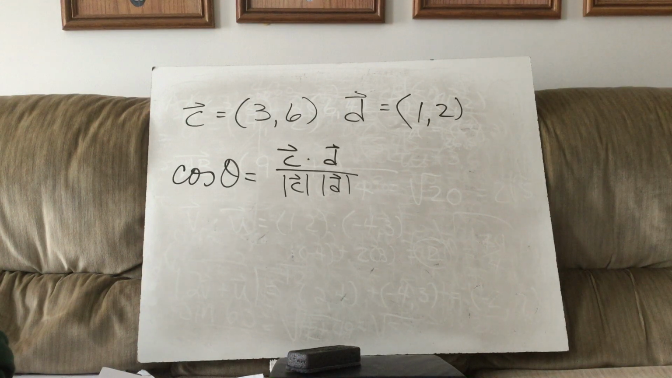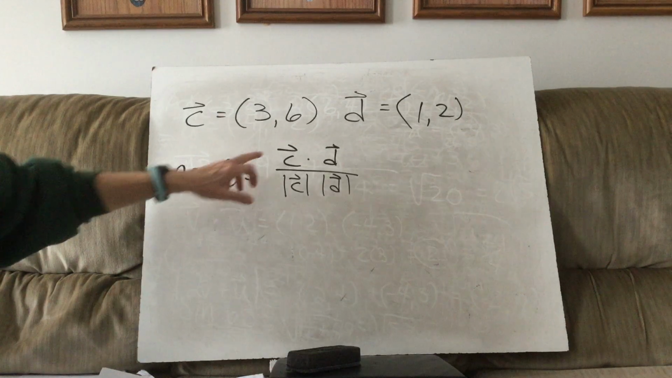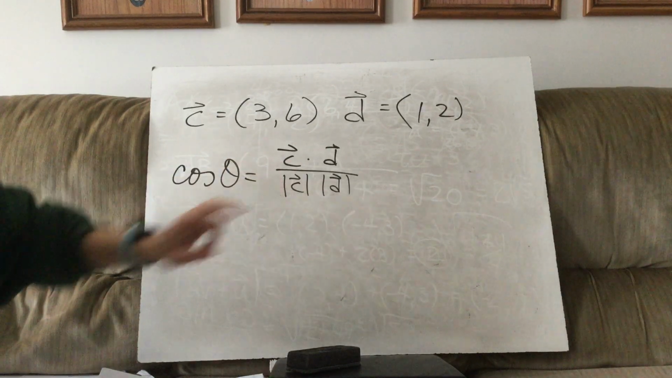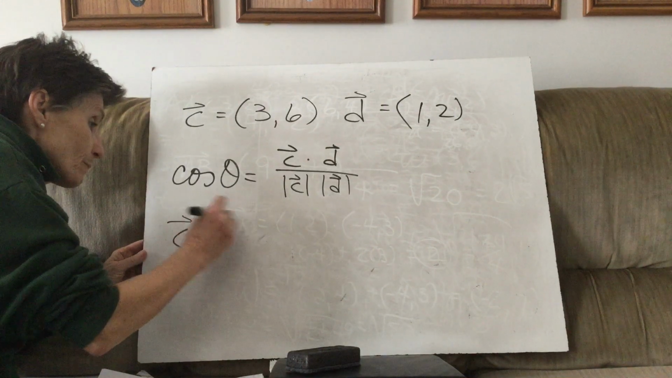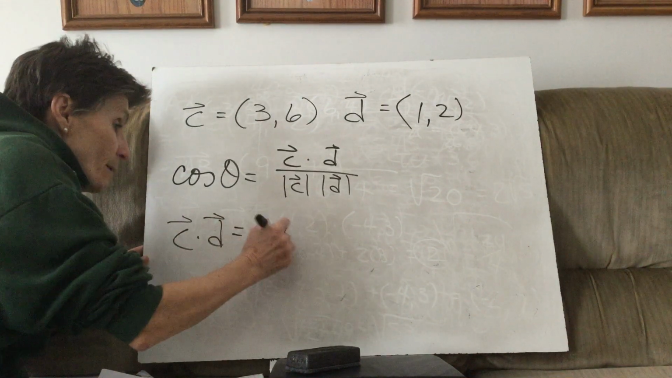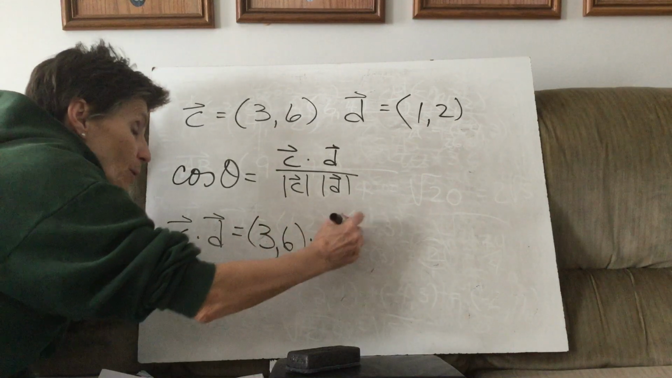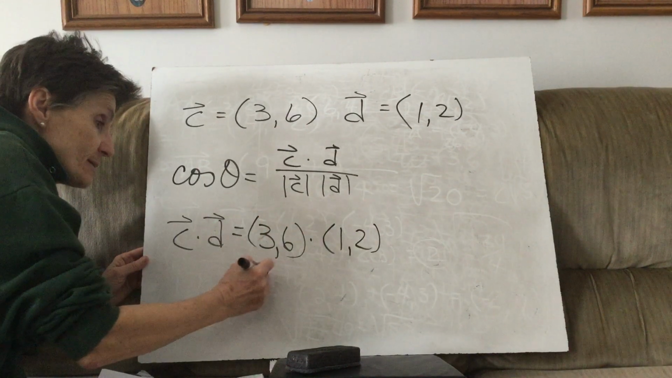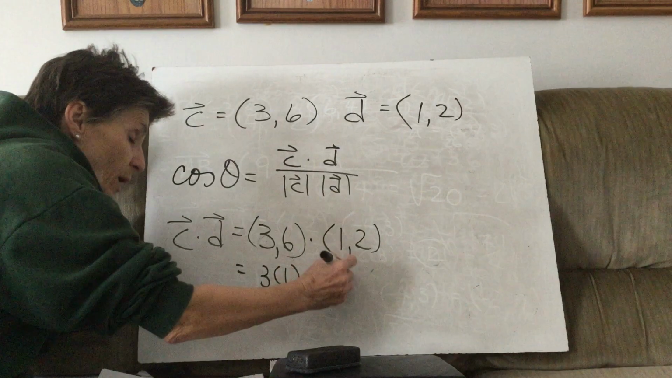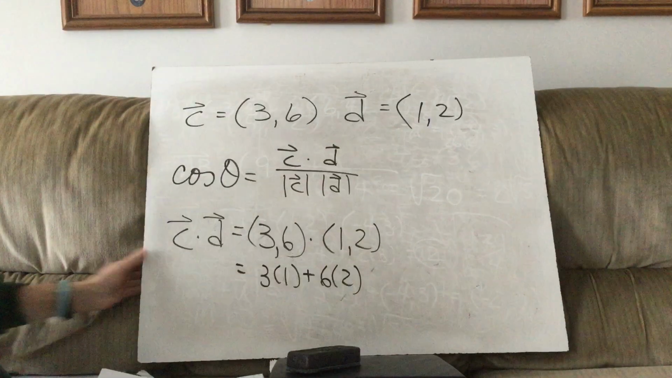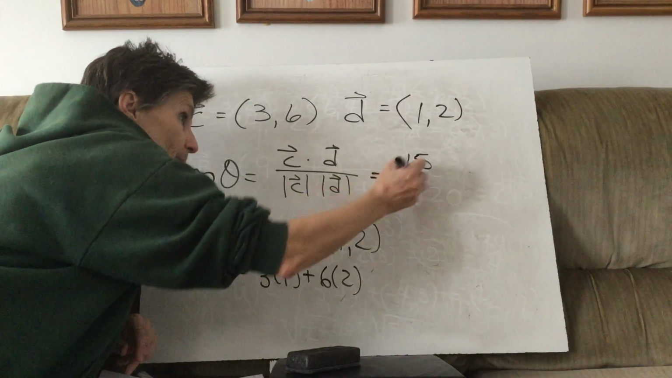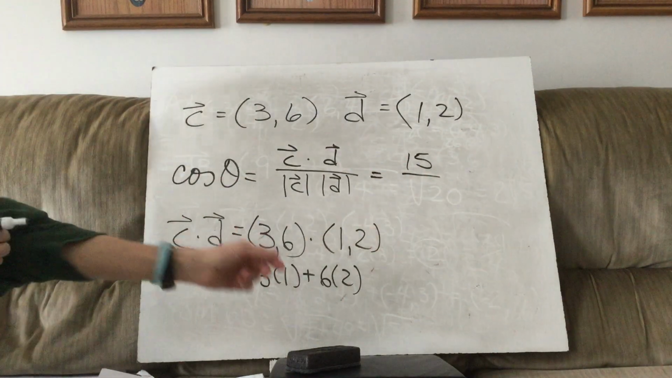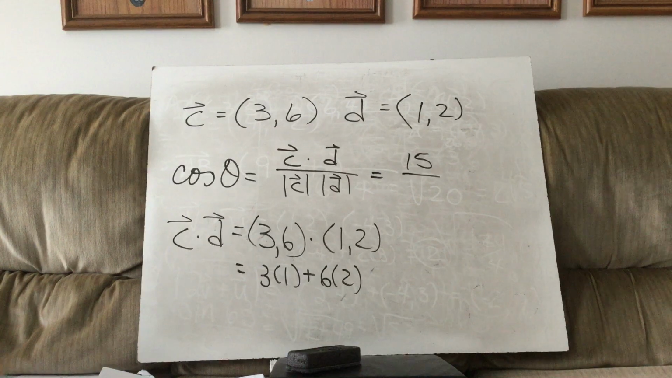The cosine equals the dot product over the magnitudes. So we need to do the dot product. So remember, we just did one of these. When we do a dot product, we take x times x, y times y, and add them up. So 3 plus 12, that's 15. Okay?